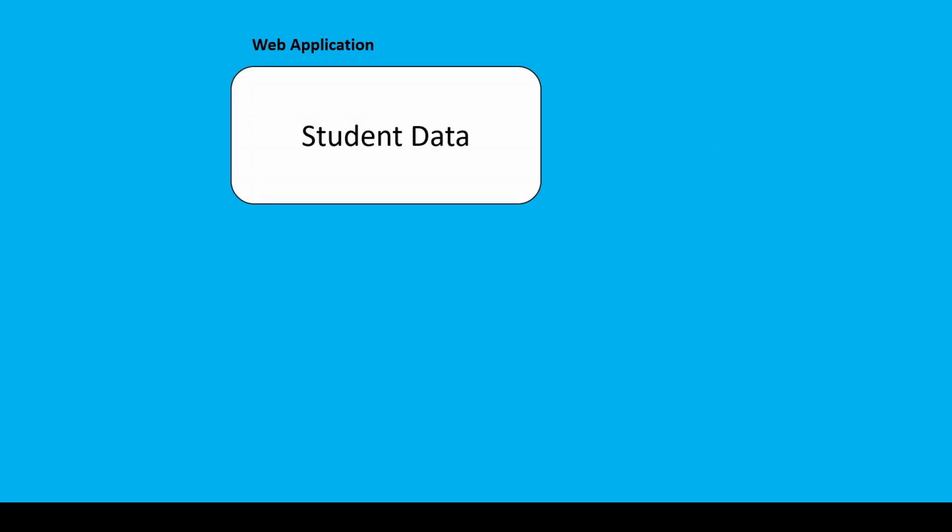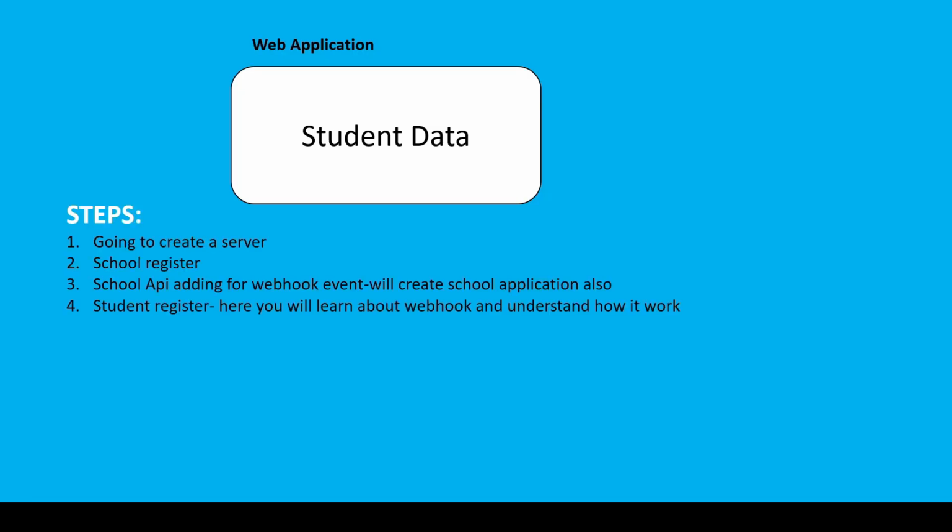First of all we have to create our main application. We can give the name student data. It is going to hold records of all students from various schools. A school has to be registered in our application. So whenever any student is added, we are going to send that data to them using the webhook. This is the whole purpose we are going to achieve in this video.